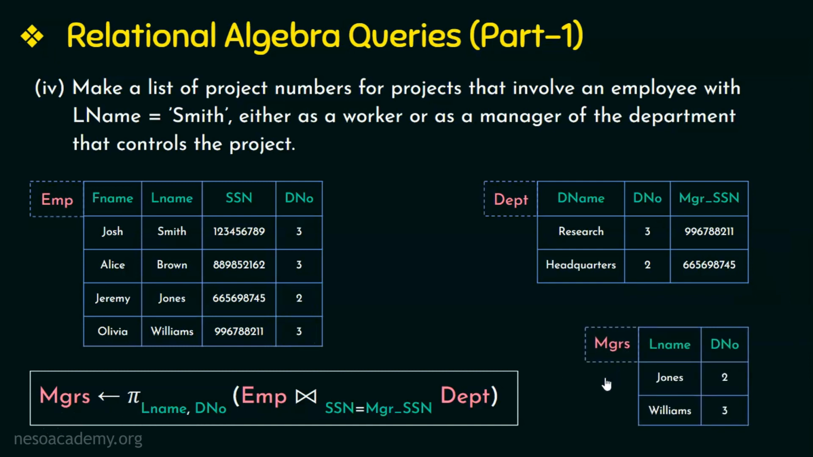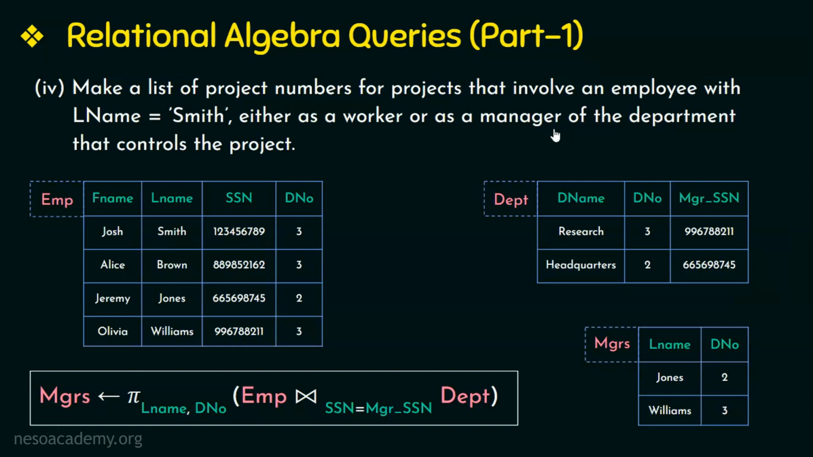As I mentioned earlier, a manager may or may not work on a project. He may only manage the department that controls the project. For that reason, we are projecting the D number, or the department number, to know the department he is managing. Now we have a relation with a list of the last names of all the managers and also the department they manage. From the question, we need to list the project numbers that involve an employee with last name Smith, either as a worker or as a manager.